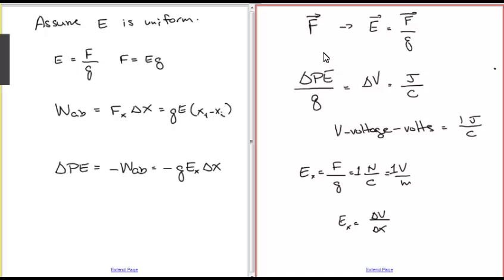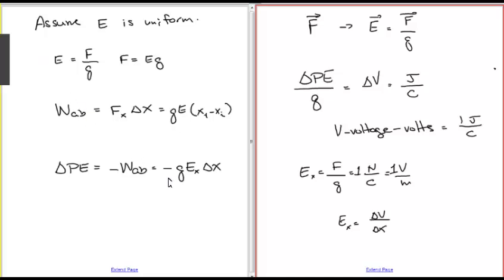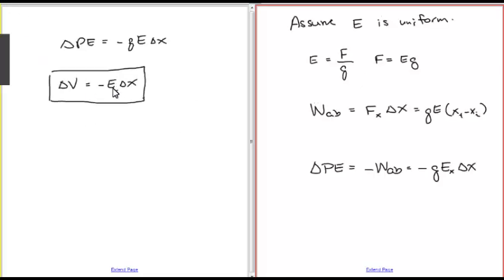Okay, so that's what voltage is: the change in potential energy per unit charge. In a constant electric field, it's equal to negative the electric field times the change in x.